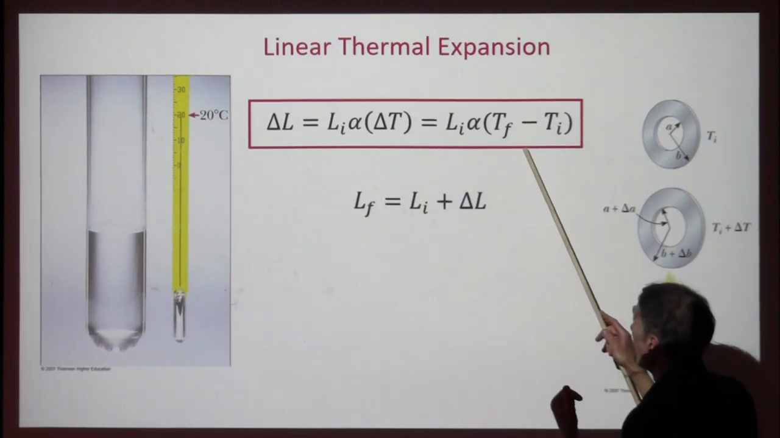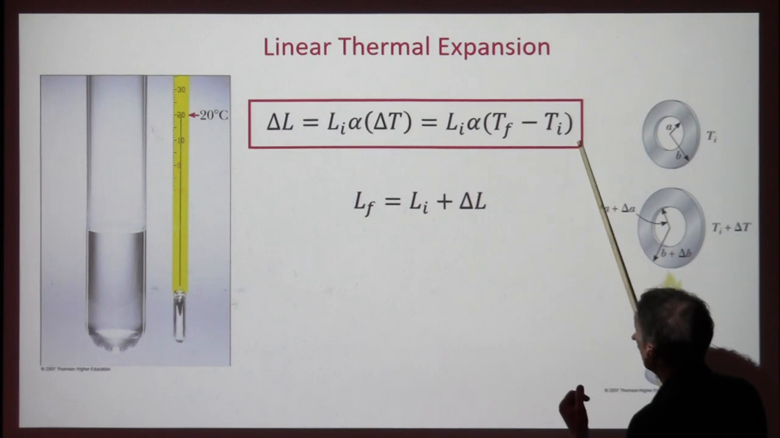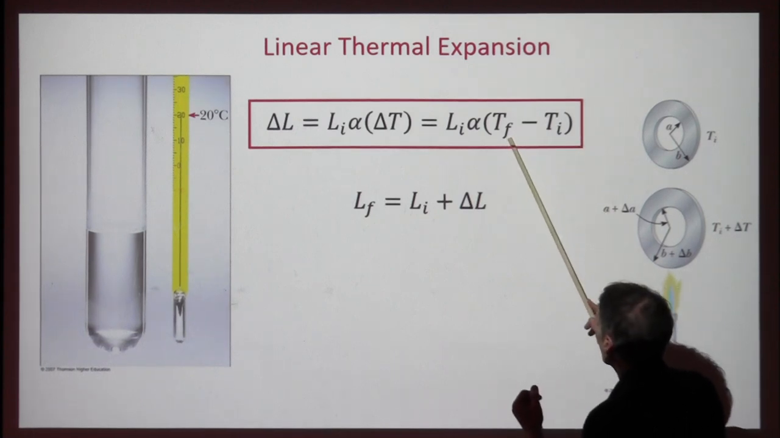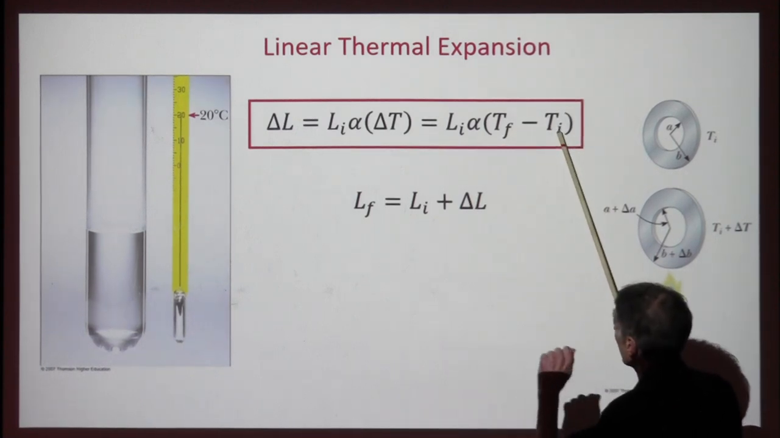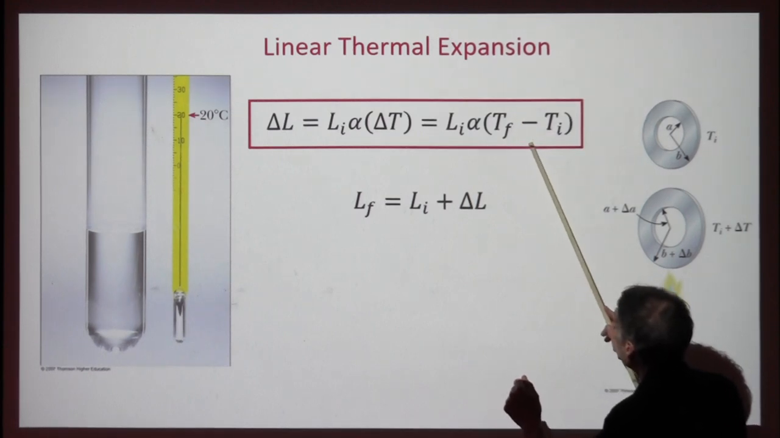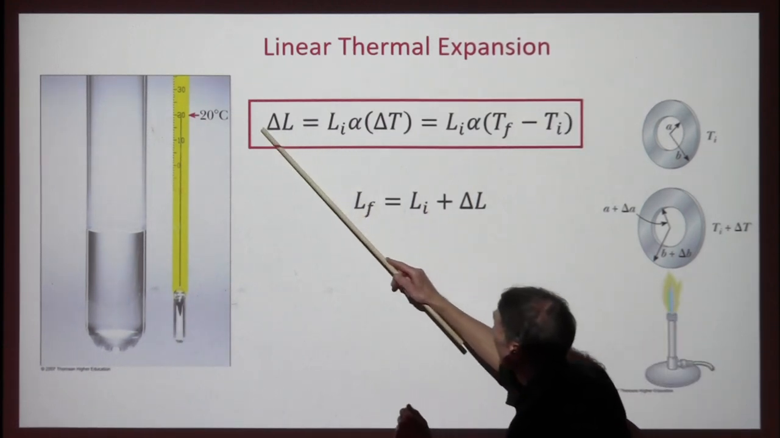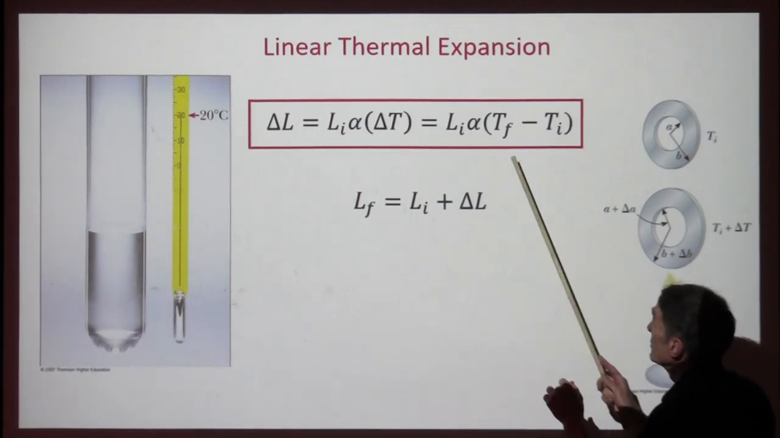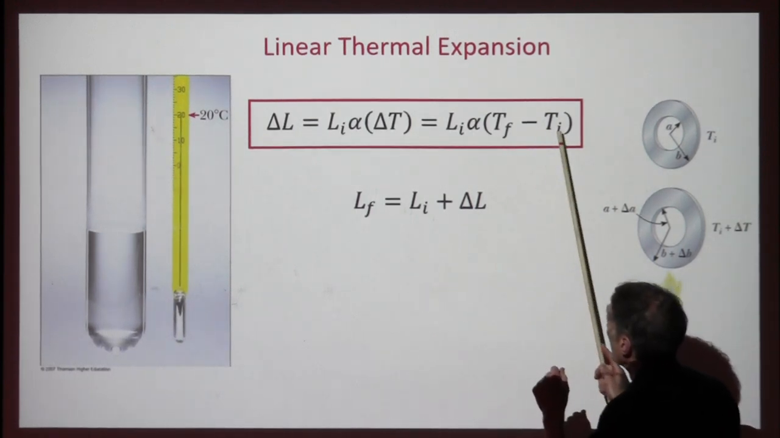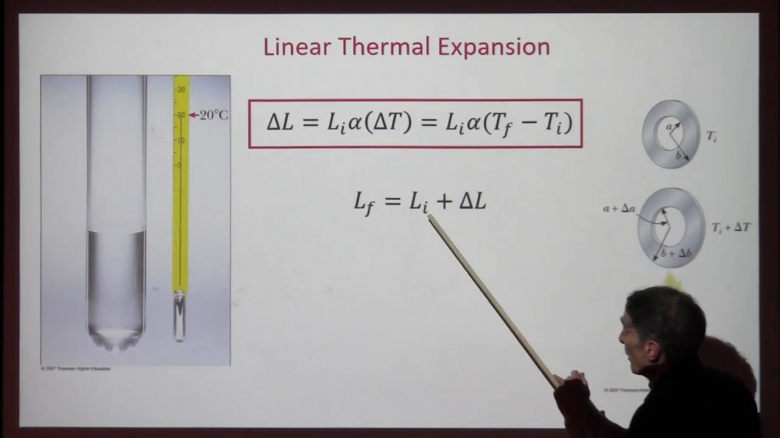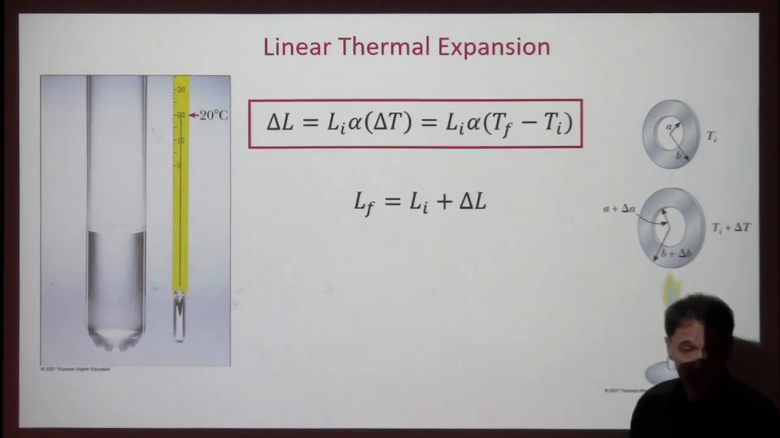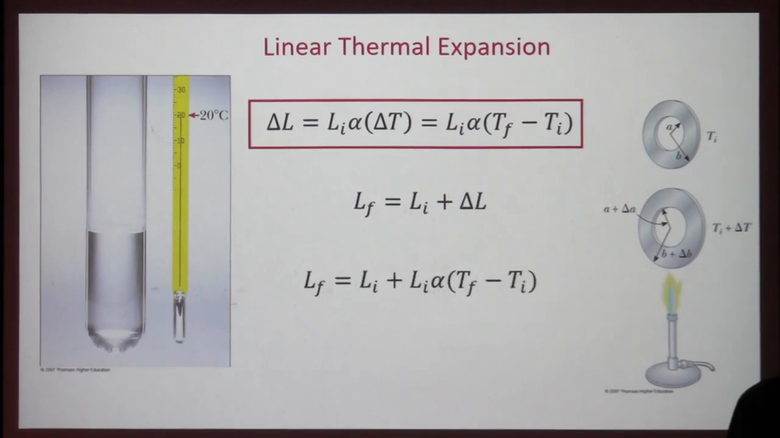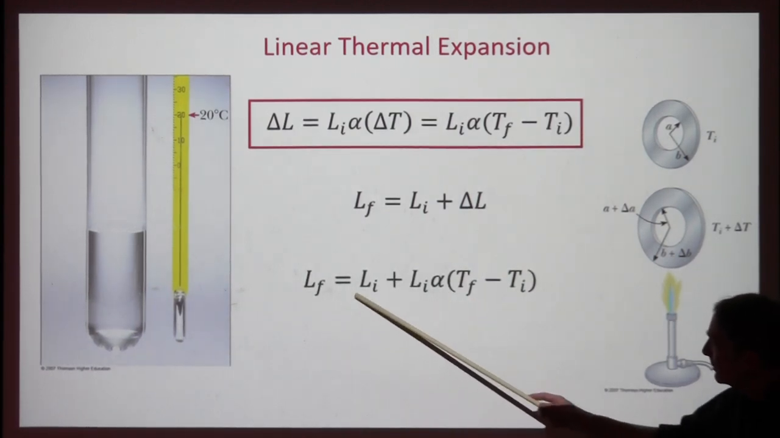If we cool it down, we still use the same expression. T final now would be less than T initial if we're cooling it down. Then this minus sign would rule and we would get a negative here. So the signs will work out automatically as you stay with this final minus initial. And we want to add that to the original length. So usually for practical problems, we're going to be playing with this kind of relationship.